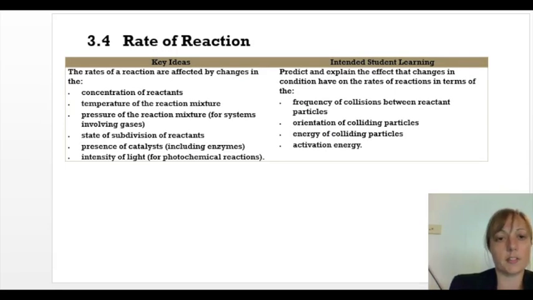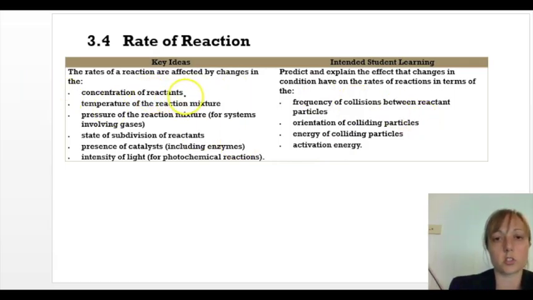Look at these changes being affected by concentration, temperature, pressure, state of subdivision of reactants, and really what we're talking about there is surface area, presence of a catalyst, and this includes enzymes, and intensity of light. So what we're really interested in is what's the likelihood of the collisions being productive. So to have successful collisions that result in our products forming, this is determined by the frequency of the collisions, the orientation of the collisions, the energy of the collisions, and the activation energy required.